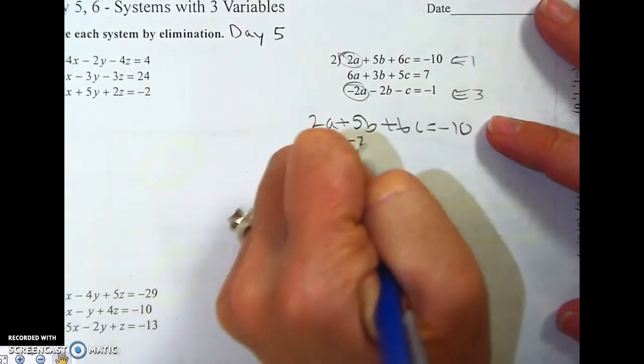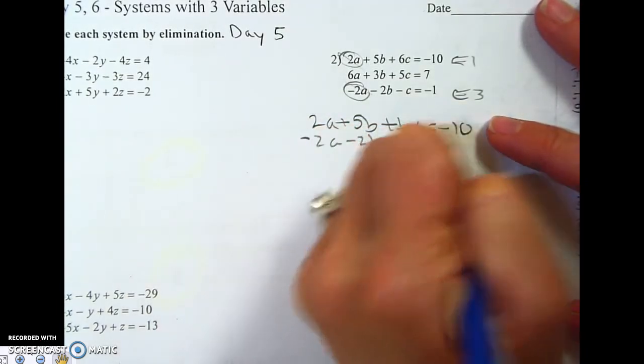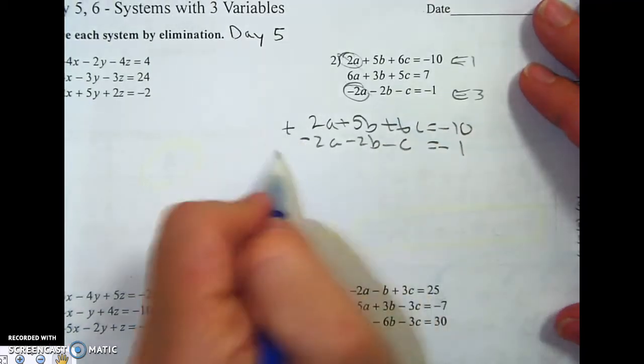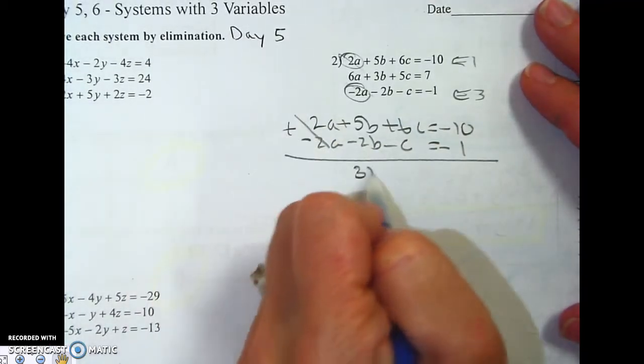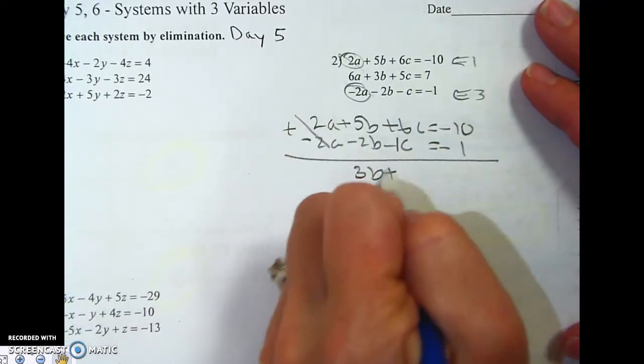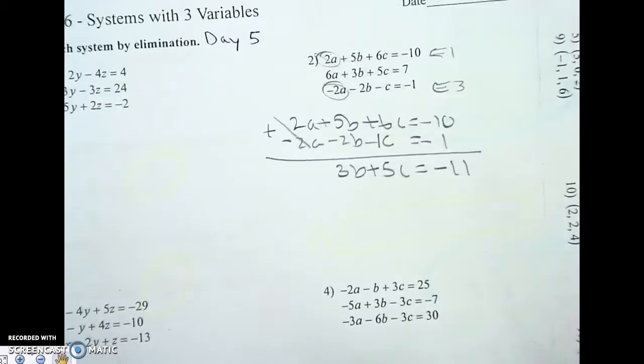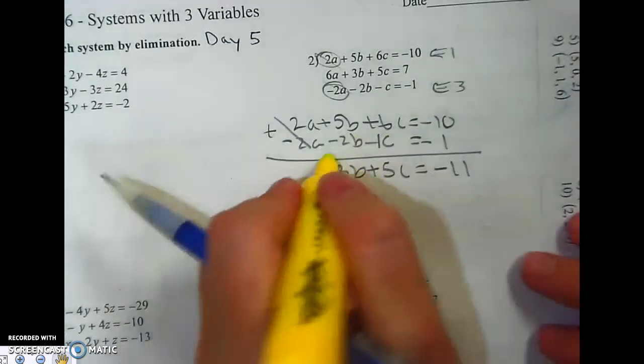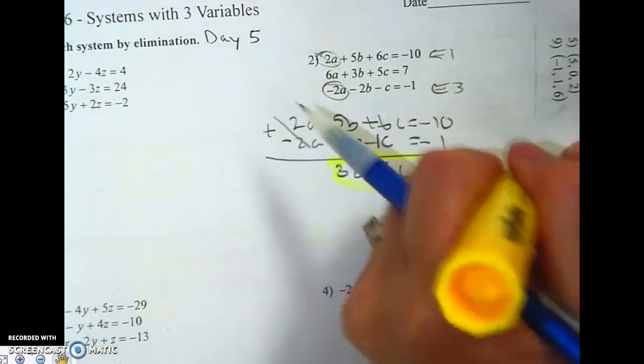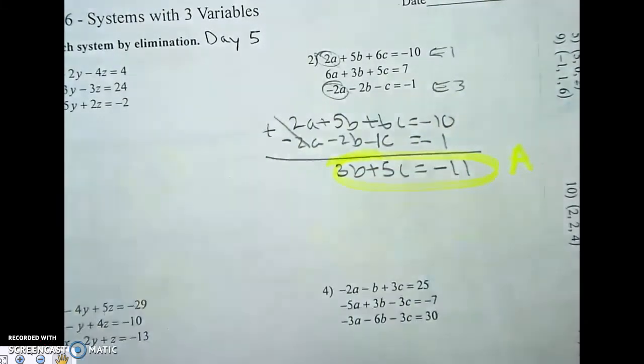Remember, it's so easy to make a mistake. I really don't want to do that. So I'm going to add those two. 3b, I'm going to put a 1 there for my own sanity, plus 5c equals negative 11. So I just got what I'm going to call my a, using equation 1 and equation 3.